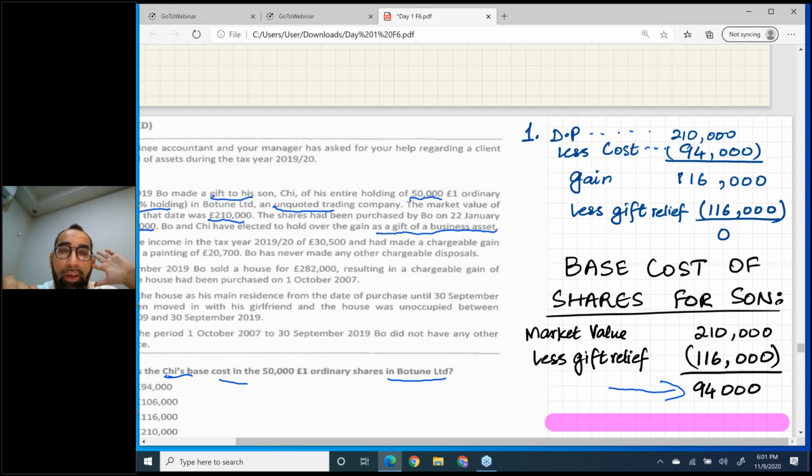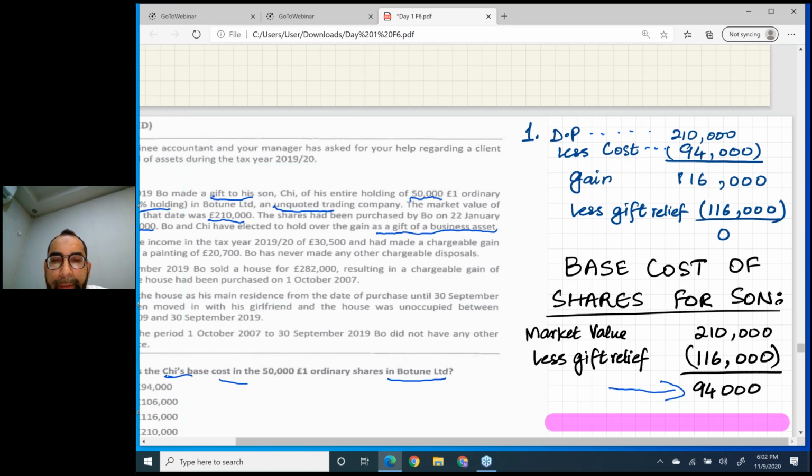And you know the logic. Why did we reduce the base cost? Because in order to increase the future gain for the son, because this is just a deferral, this is not permanent exemption. Gift relief is a deferral relief. Okay, so this is the answer of your question number 1.